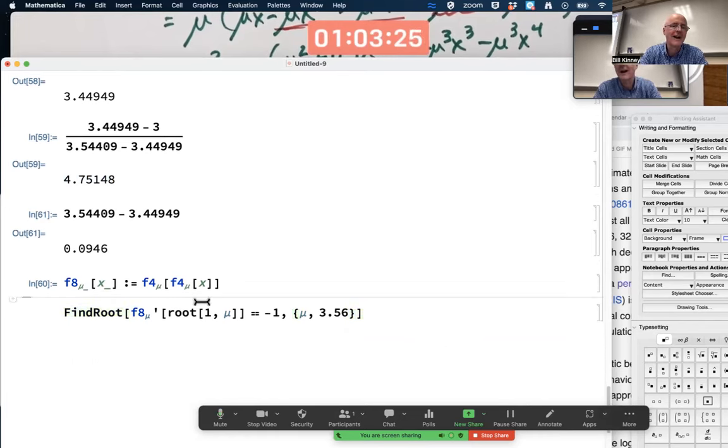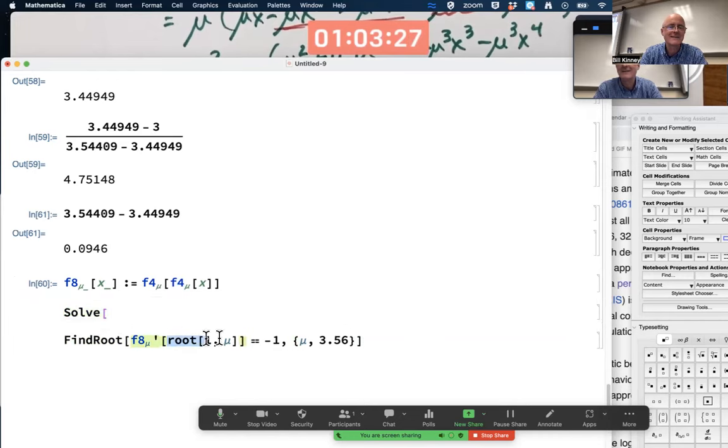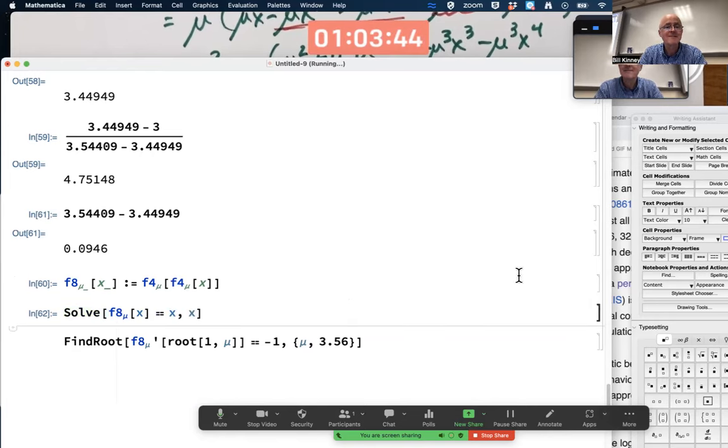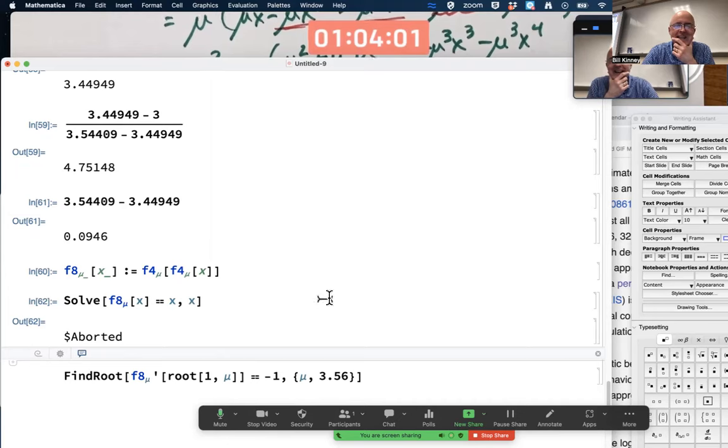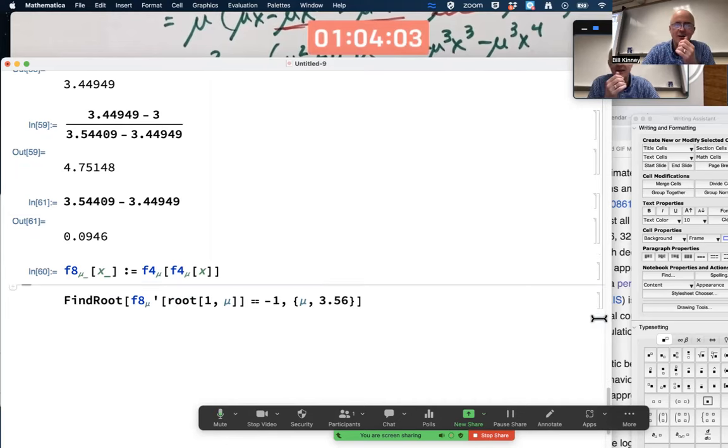Oh, no, there's a problem. This means the same thing I did before. Okay, so that's a problem. F8. I've got to figure out the fixed points of F8 first. Maybe it's not going to work. What degree polynomial is F8? I think it's degree 256. Yeah, I think I'd better abort evaluation. Okay, it's not going to work. Or if it does, it's going to take an inordinate amount of time.